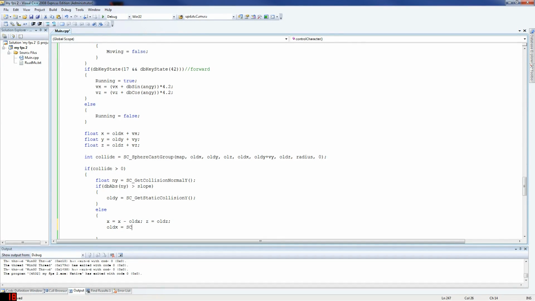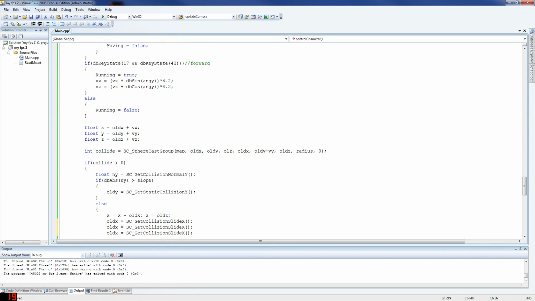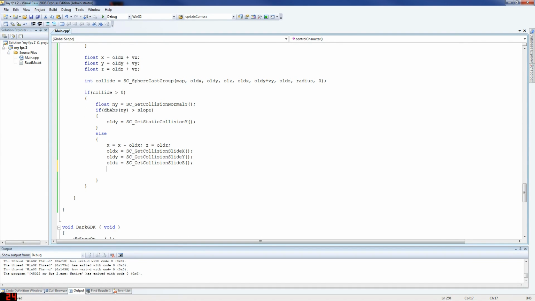Old X equals SC get collision slide X. And then you do the same for the other two. So I recommend you copying it, because too much trouble. Hold Y, hold Z, and you got that. There you go. That's those done. And then you just need to go X equals X plus hold X, and then you go Z equals Z plus hold Z. No, yep, there you go.